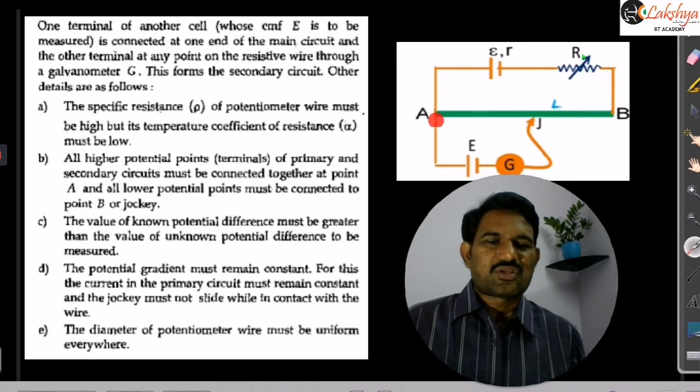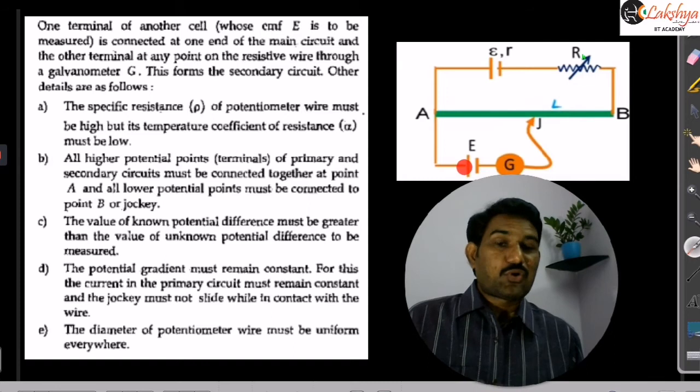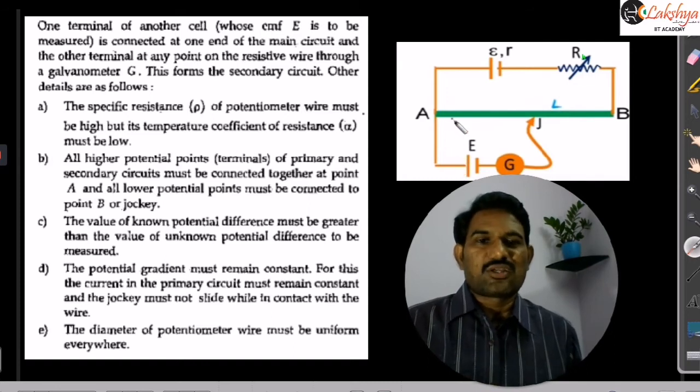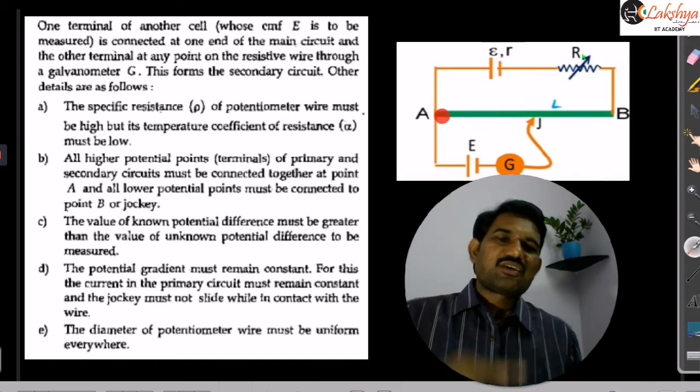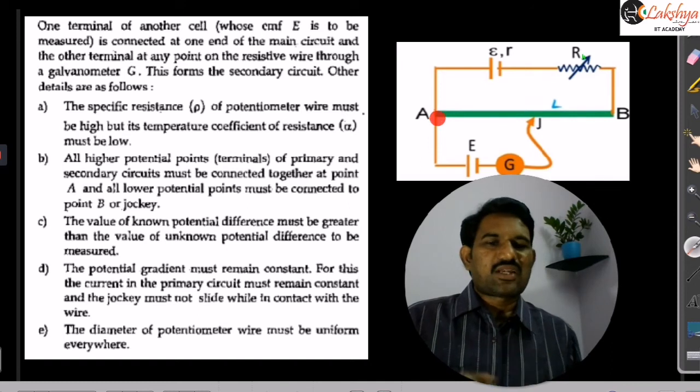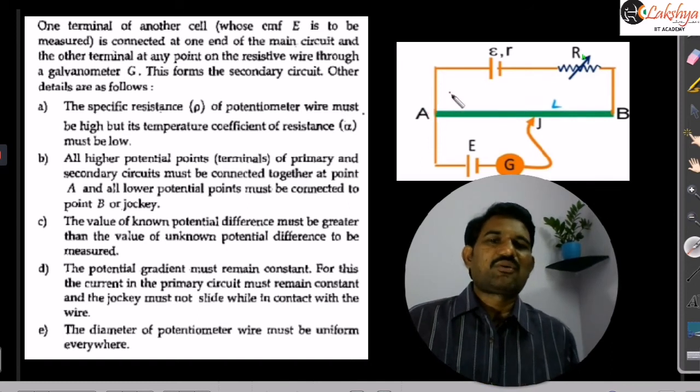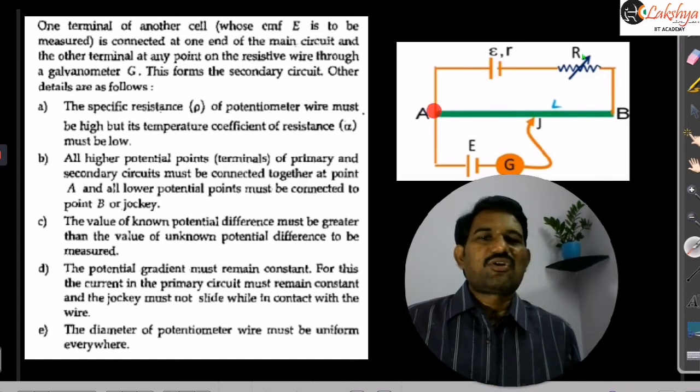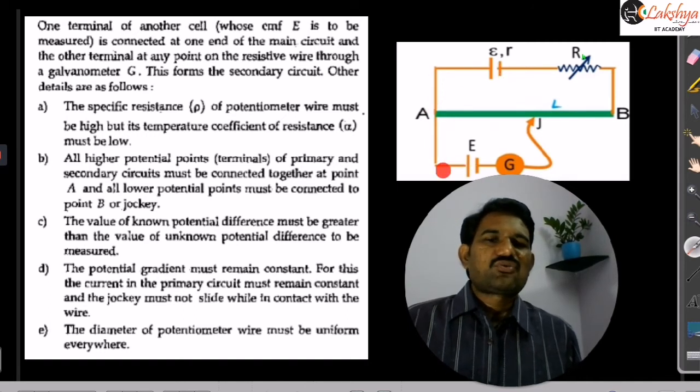While giving this potentiometer circuit, these are some important precautions you should note here. The positive terminals of both the cells must be connected to the same point here. By mistake, if you connect the reverse, then you never get a null point here, that means zero deflection in the galvanometer. So the positive terminal of the cell in the primary circuit, and the positive terminal of the cell in the secondary circuit, both must be connected to the common point here. And the lower potential is connected to this jockey. That is another point here.